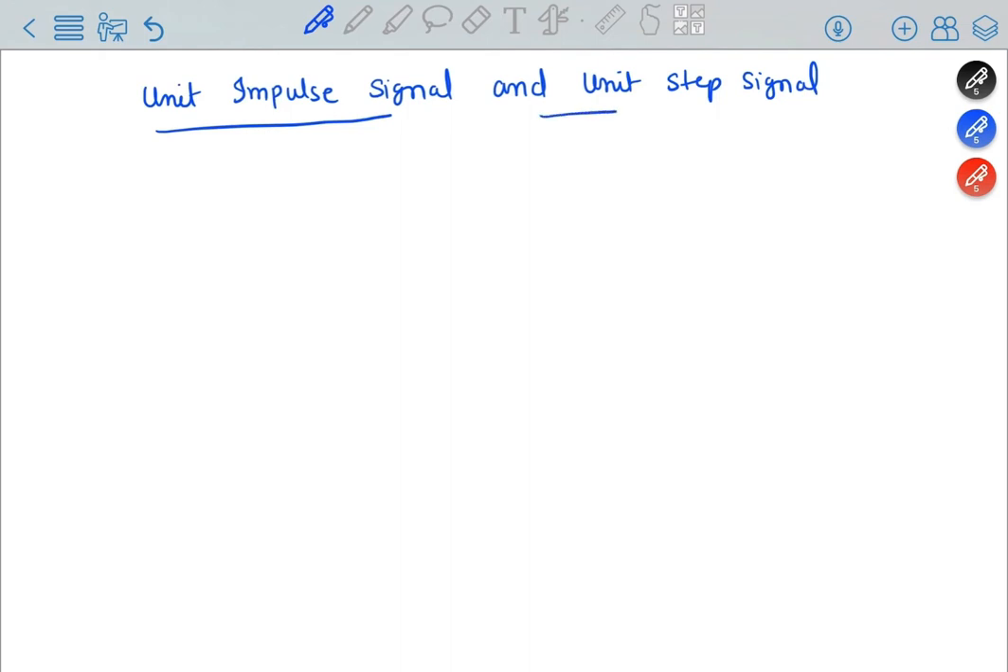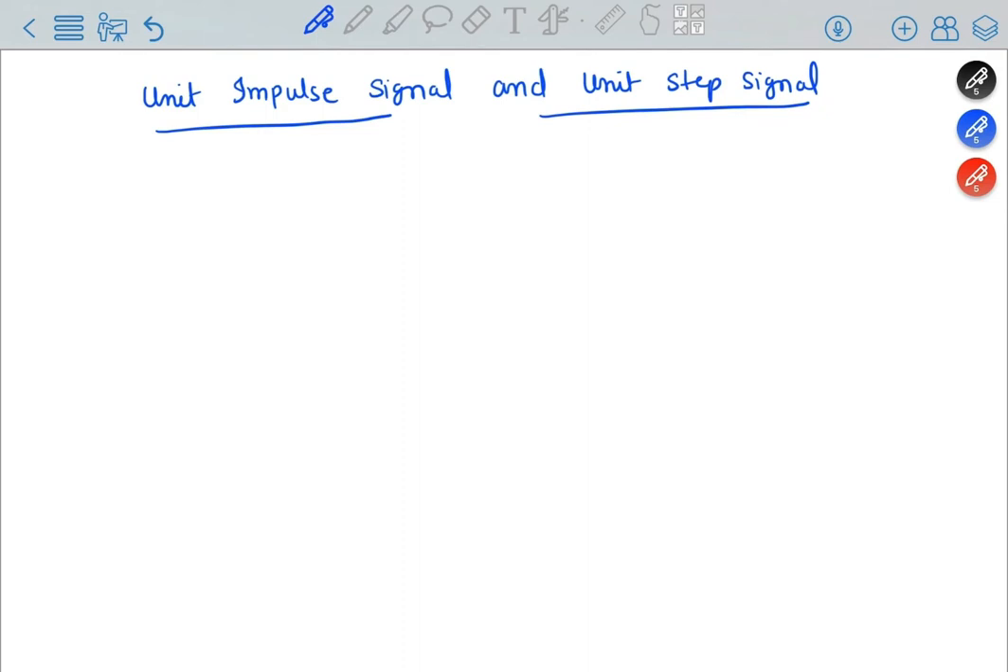Hello everyone. So in this video we are going to discuss two basic signals, that is the unit impulse signal and the unit step signal. In this lecture we will see the definition of these two signals, how they are related, and how from one signal we can get the other signal back. So these are some points we will discuss in this lecture.